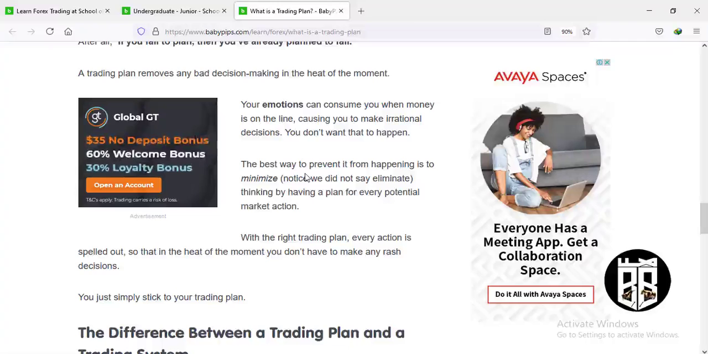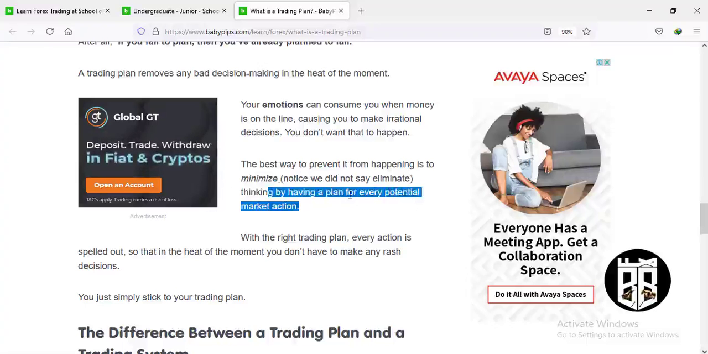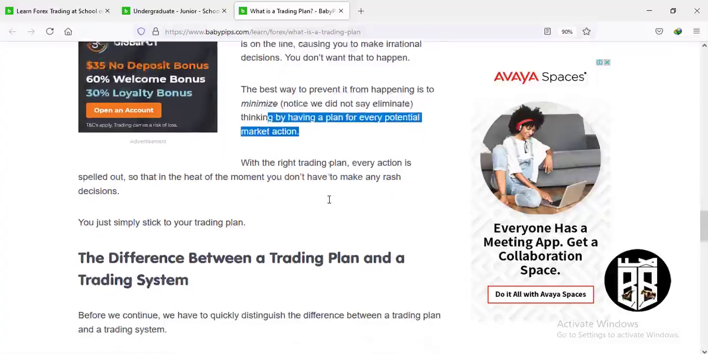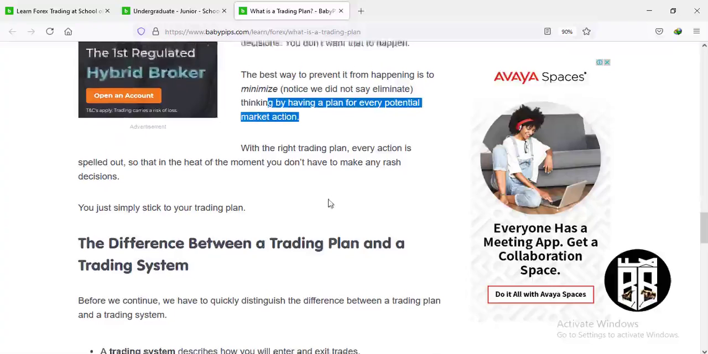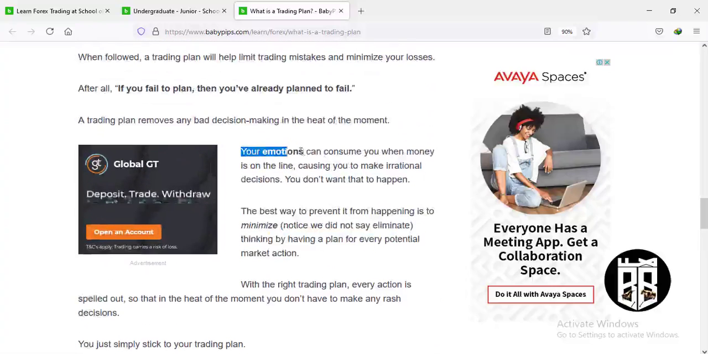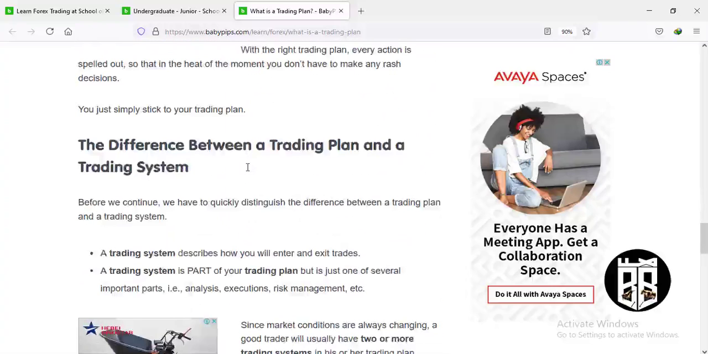Now the best way to prevent it from happening is to minimize. We didn't say eliminate or remove, is to minimize thinking by having a good trading plan. Okay, for every potential market action, have a good trading plan for it. That is going to help you to minimize your emotions.